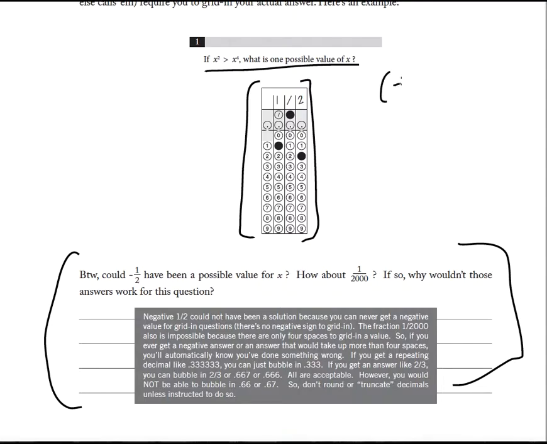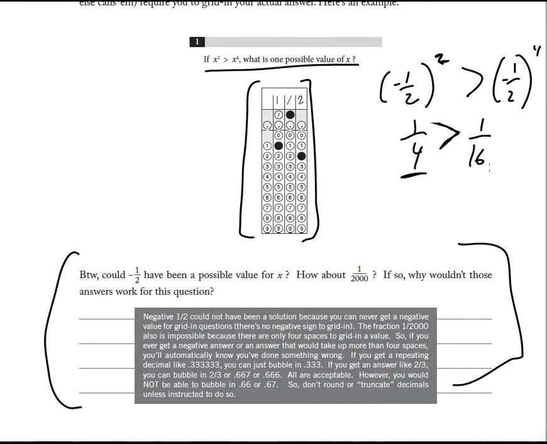Because negative 1/2, in parentheses, squared, is greater than, right? Because this would give you positive 1/4. Any negative number to an even power is going to be positive, right? And this would give you 1/16, and 1/4 is larger than 1/16, right? However, why can't negative 1/2 be an answer to this SAT problem? Because there's no way to bubble in a negative answer. There's no negative symbol on this grid-in. So that tells you if you get a negative solution to a grid-in problem, that means you've automatically done something wrong. There's no way that can be the right answer.